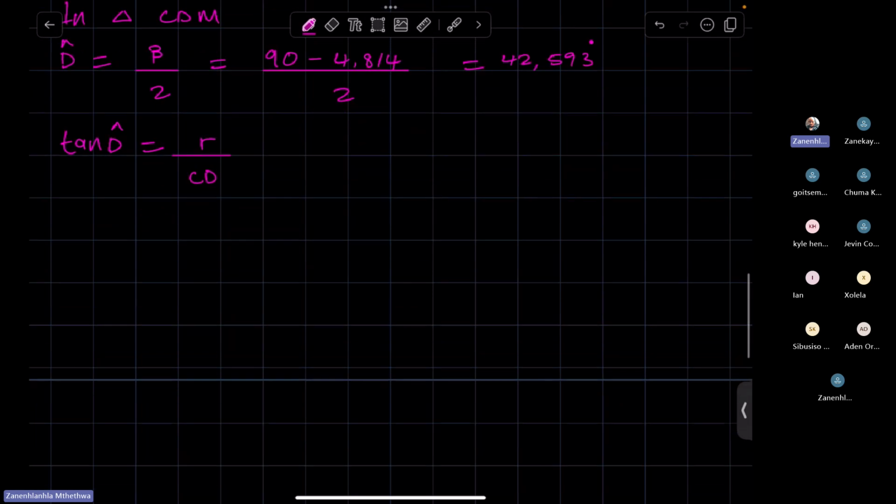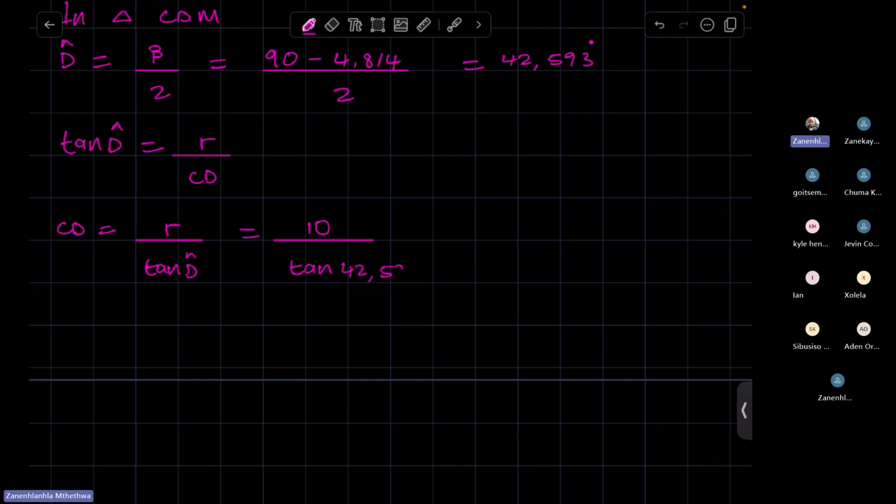Now from this, we are looking for CD, so we make CD the subject. CD will be equal to the radius divided by tan of angle D. The radius is equal to 10. So this is 10 divided by the tan of angle 42.593. And what is this equal to?